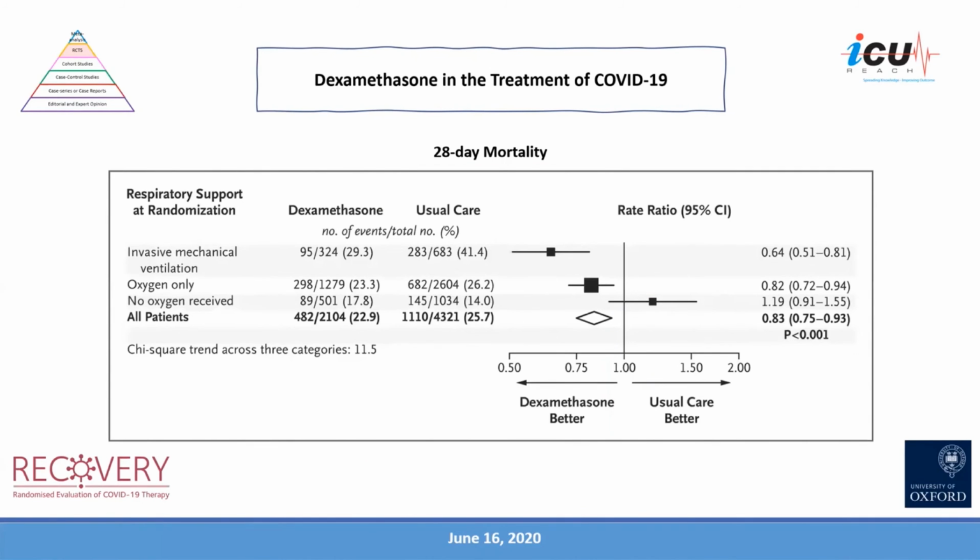And this is just to put it in the forest plot graph for you, and you can see clearly the invasive mechanical ventilation and the oxygen-only patients benefit from the treatment. Now the question is, what about the other patients? And you can see that the interval here is actually towards usual care. Those patients who did not require oxygen in this study did not benefit from the dexamethasone. And in fact, we are very worried that maybe they did worse. So there's no good data to tell me that those patients would do worse.